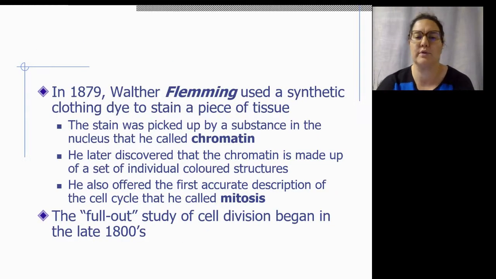In 1879, Walter Fleming used a synthetic cloth dye to stain a piece of tissue. The stain was picked up by a substance in the nucleus called chromatin. And he later discovered that chromatin is made up of individual colored structures. And he offered the first accurate description of the full cell cycle, which he called mitosis. And then the full out study of cell division began really after that.